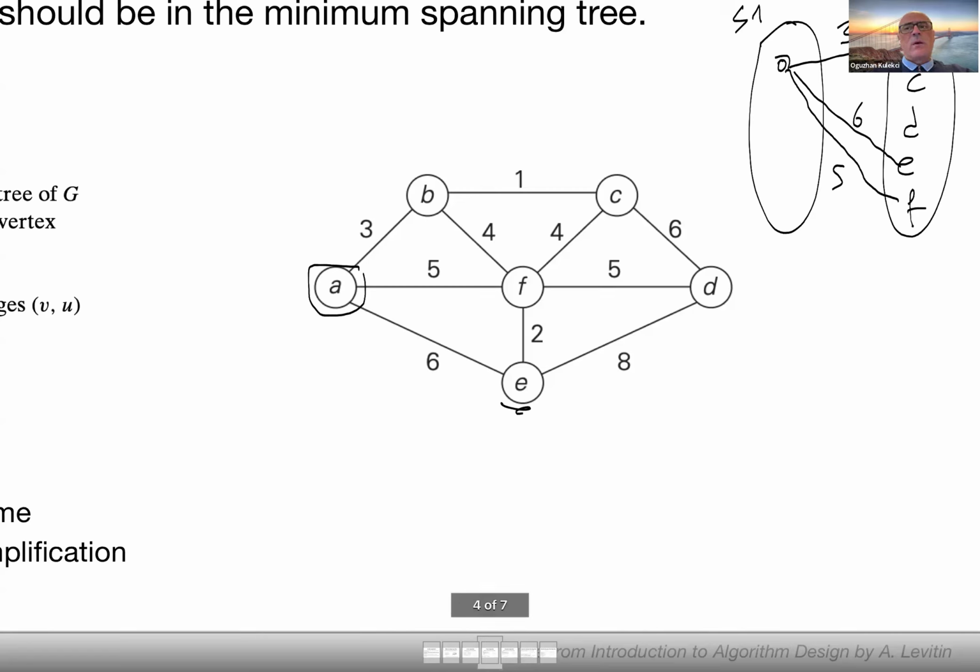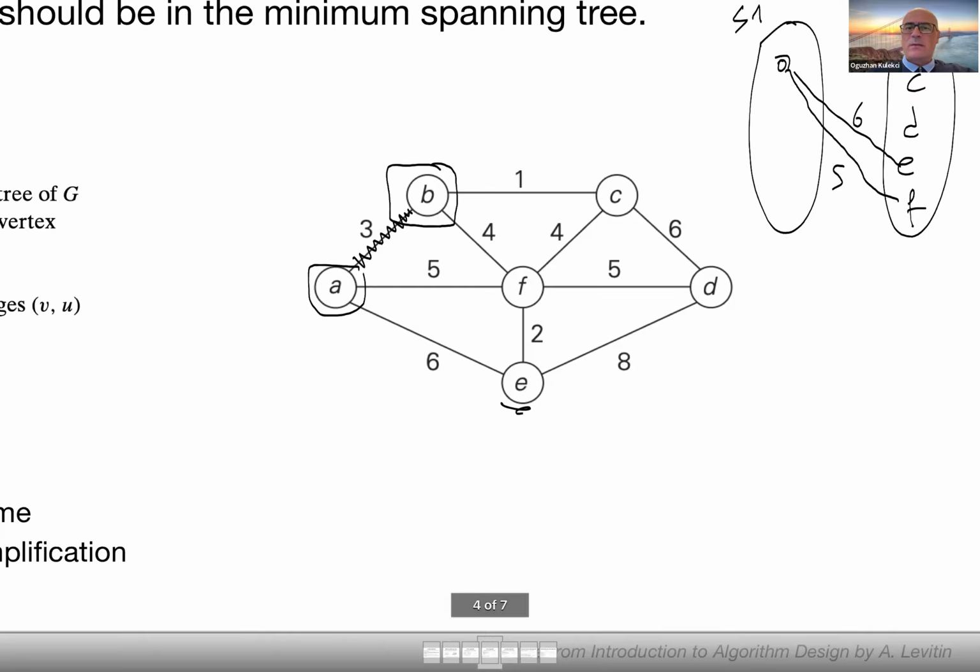Since this is the case, according to my observation, I should select the edge connecting A to B with the cost 3, because 3 is less than 6 and 5. Then this is an edge in my minimum spanning tree, and that moves B into set 1. So let me try to make this.